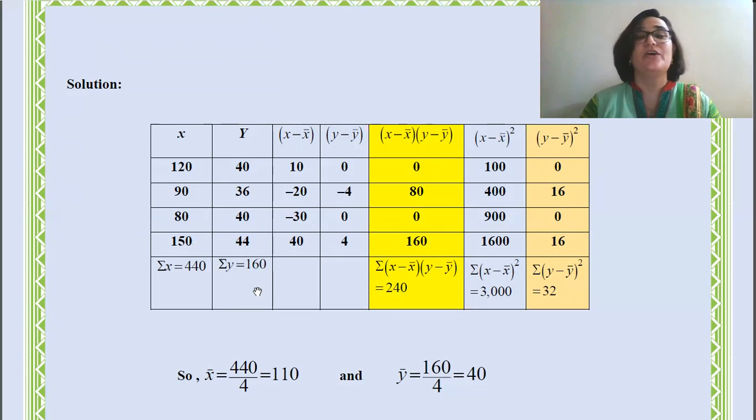160. Very good. फिर मैंने आपको क्या सिखाया था कि once आपको sigma X और sigma Y मिल जाए, right? ये total आपने कितने numbers का किया? 4 number का किया, right? So उसके बाद step number 2, आप x bar ढूंढोगे और y bar ढूंढोगे with the normal formulas. What is x bar? Sigma x upon n. And what is y bar? Sigma y upon n. So 440 upon 4 gives you 110 as your x bar.